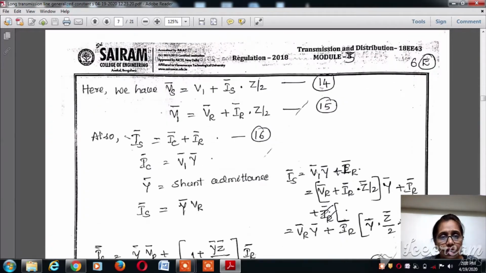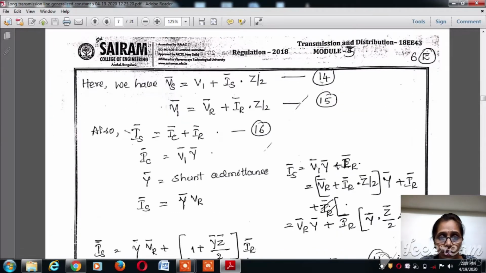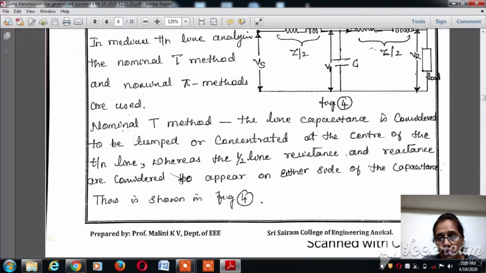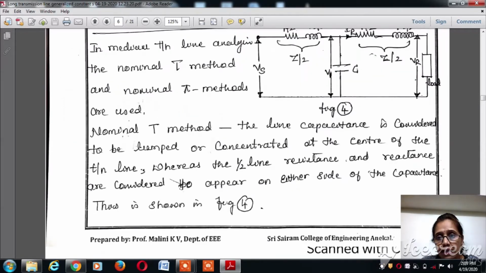Now, after considering this, again as a procedure, we are going to compare the equations written based on the equivalent diagram with the standard equations of ABCD. Let us write the equations for this equivalent line. So Vs, that is the sending end voltage, is equal to V1 plus Is into Z divided by 2, where V1 is the voltage across the capacitance.